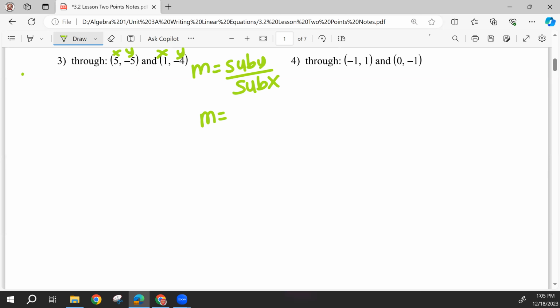When I subtract my y's, I do -5, subtract -4. My x's, I have +5, subtract 1. I get a slope here of -1 over 4.